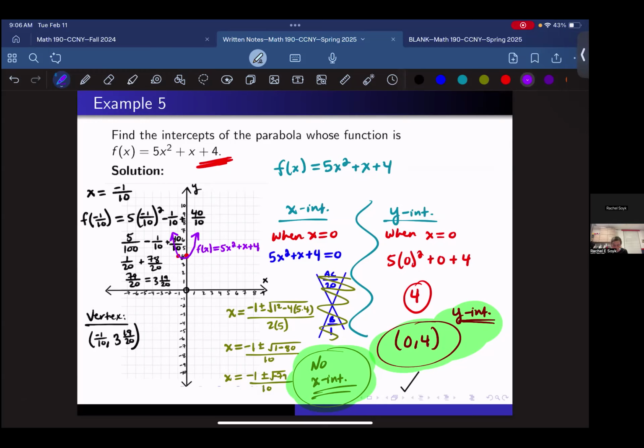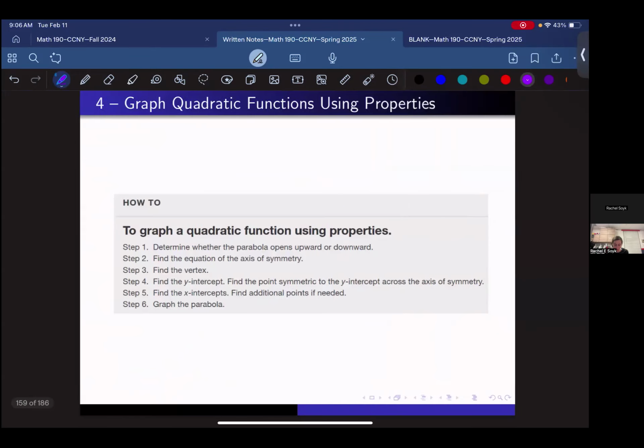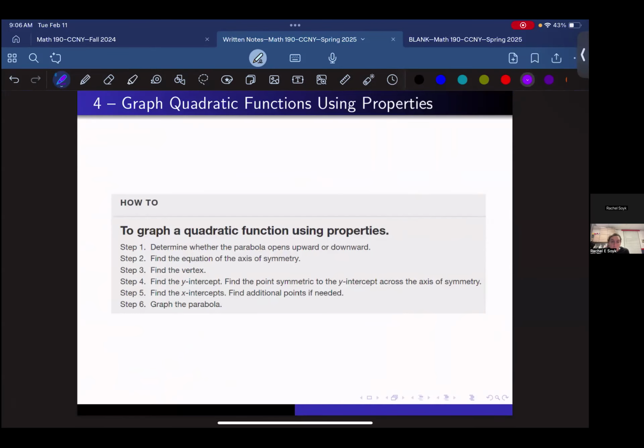Let's move to the next slide. So this is just a note slide. We've done a lot of graphing quadratics, even though we didn't have to, just to sort of prepare you for these next examples where now we're asked to properly graph quadratic functions. And these are the steps to go about it, just like we have been doing.